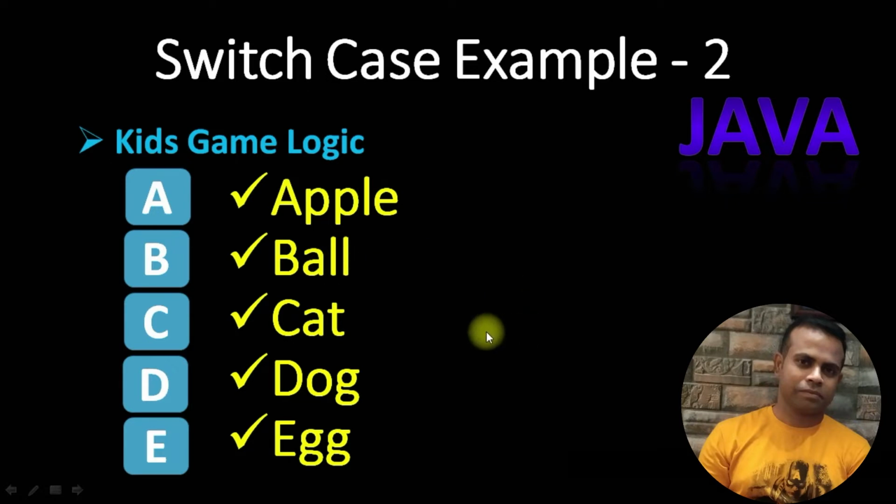Today we will create some example, but we will not go to UI level things like buttons or something like that. But we will create a switch case example where user can give an input like A, B, C, D, E, and based on that the system will print the value like apple, ball, cat, dog, egg, etc. So let's execute this program using switch case.